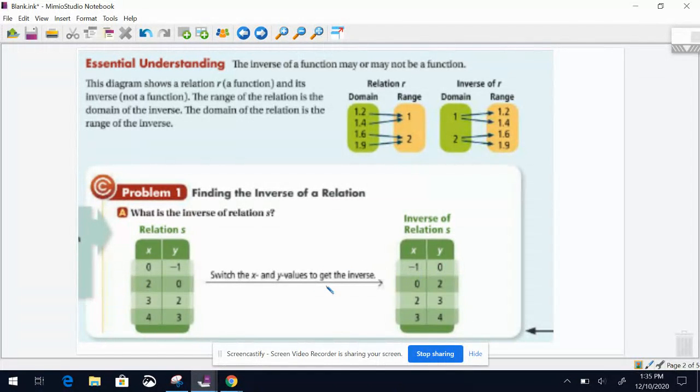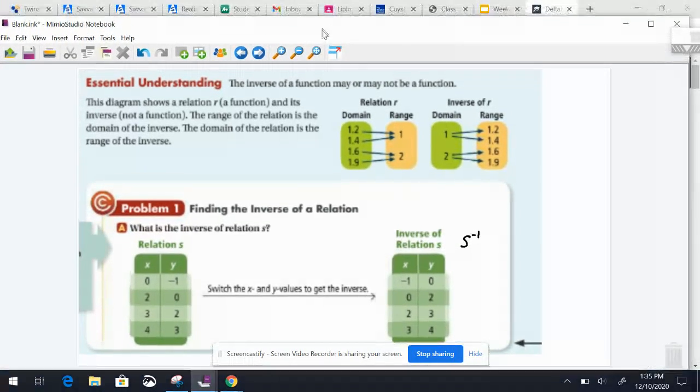Sometimes you're going to see an inverse written like this, and I want to make sure that I show this notation. This is the same thing as the inverse of S. So you'll see a lot of S inverse. This does not mean S to the negative first power. This means S inverse. And with relations, we're just, again, flipping the ordered pairs. So I'm going to show you a couple of examples with that on Delta Math. Actually, you know what, let's go ahead and do that right now.